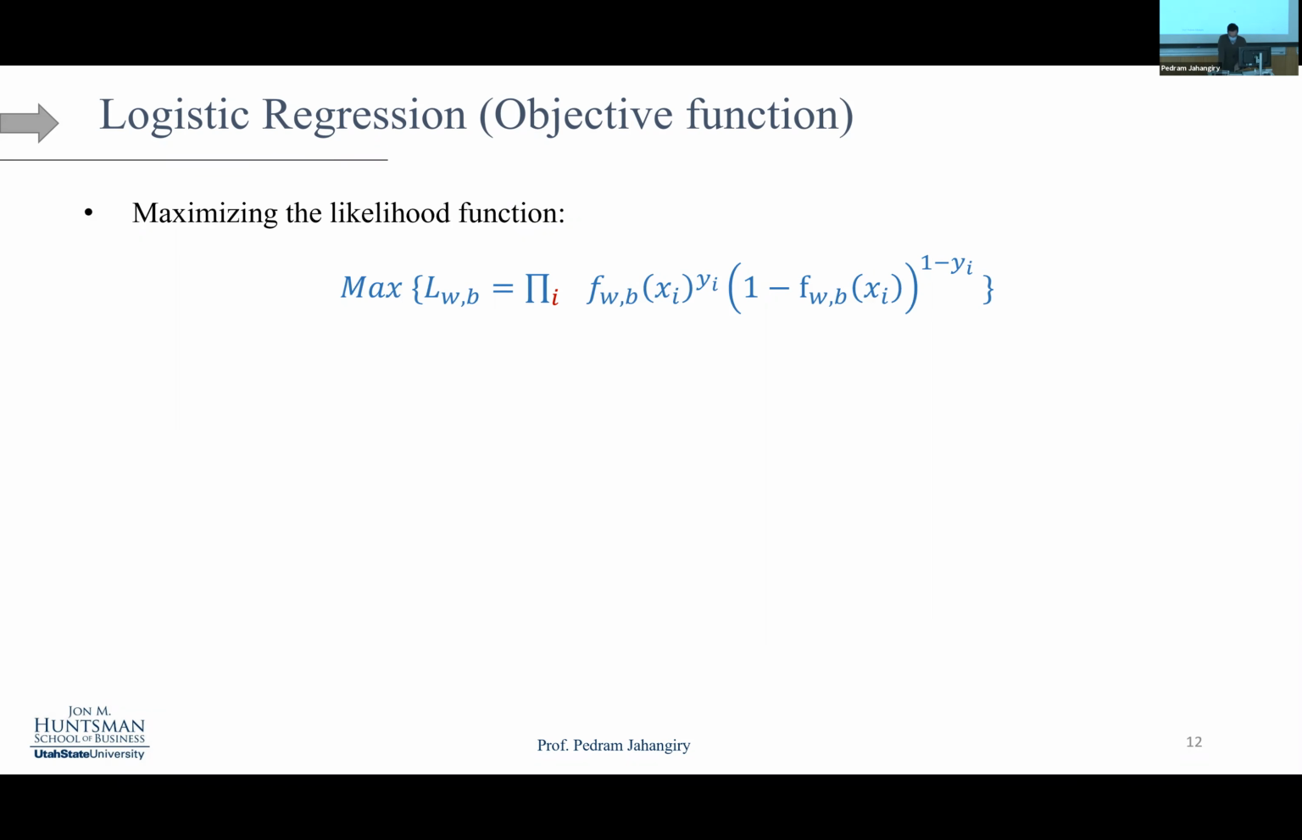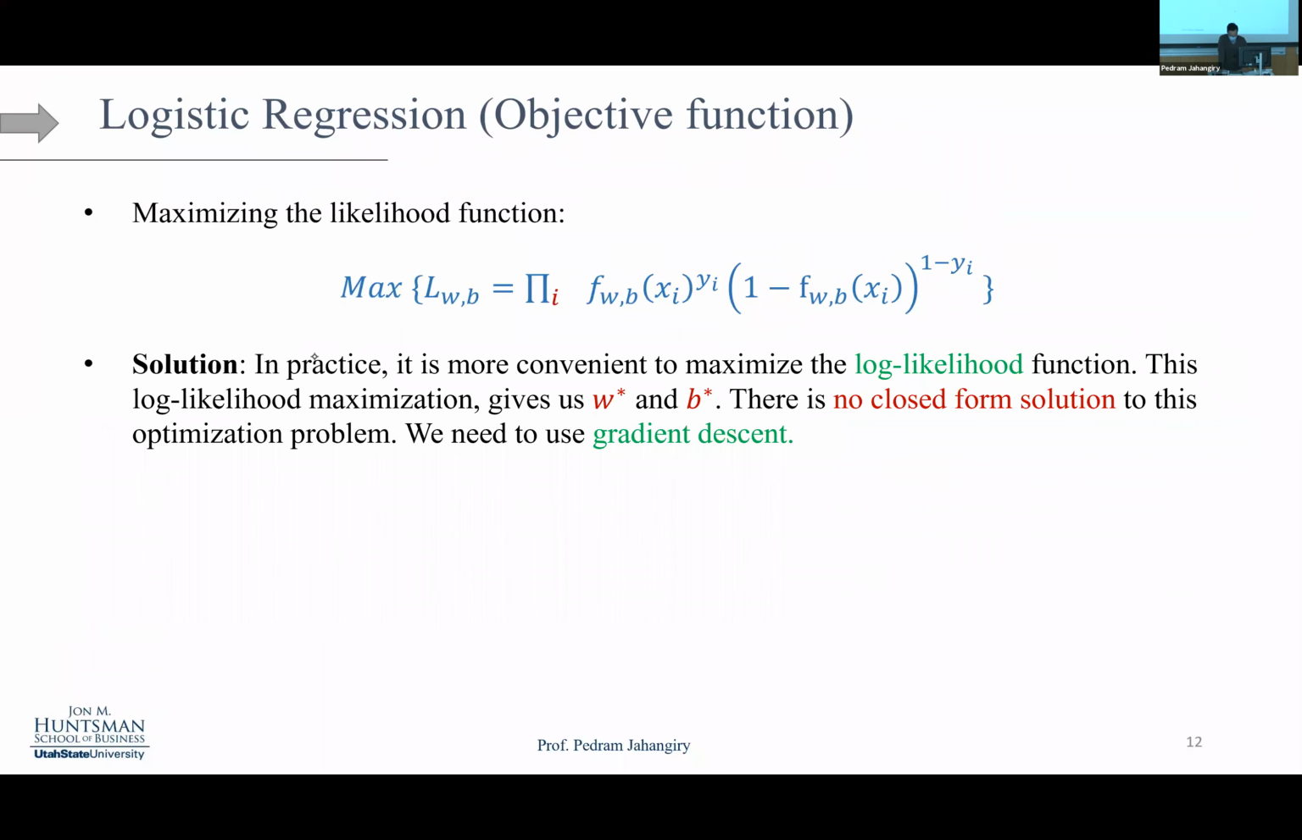So in practice, we do log likelihood. It is more convenient to maximize the log likelihood, because again, we don't like the behavior of that multiplication operator. If you're doing gradient descent, it's going to be easier to work with summation rather than multiplication. This log likelihood maximization gives us W star and B star, and unfortunately, there's no closed form solution for that.